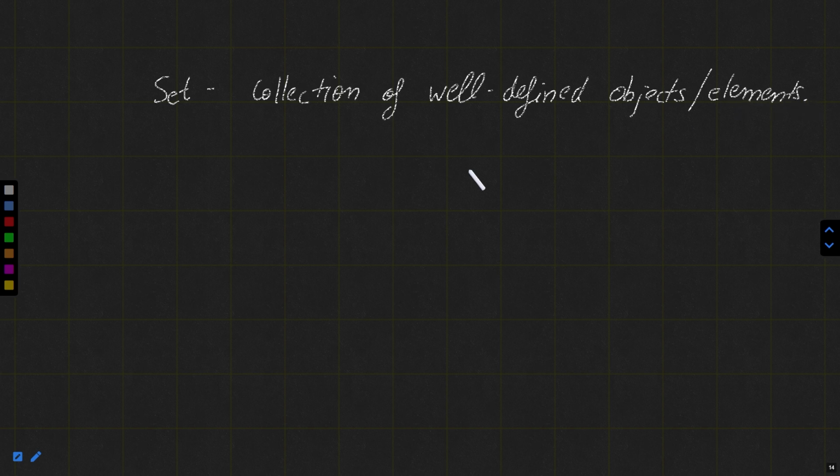For example, say Arjun has three friends A, B, C. So these are three elements. If I enclose them in curly brackets, then I can say this is a set in which the elements are friends of Arjun. So the Arjun friend set is {A, B, C}. Clear? Now the symbol belongs to.